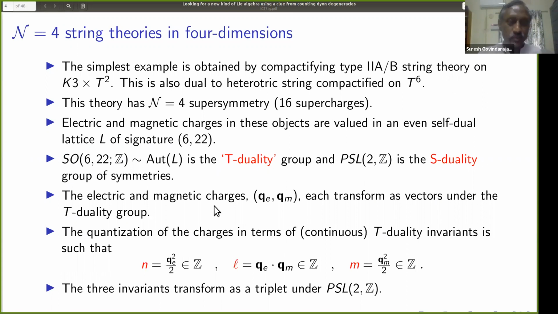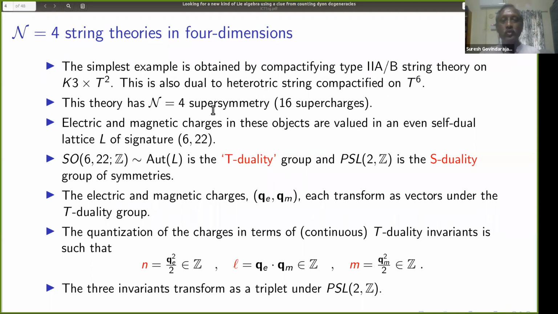So everything is accepted. The simplest example of N=4 string theories in 4 dimensions is obtained by compactifying type 2A or type 2B string theory on K3 × T2. The third way of doing the same thing is to take the heterotic string compactified on T6. Actually, in 6 dimensions itself, there's a triality between type 2A or B on K3 and heterotic on T4. So this triality descends to 4 dimensions.